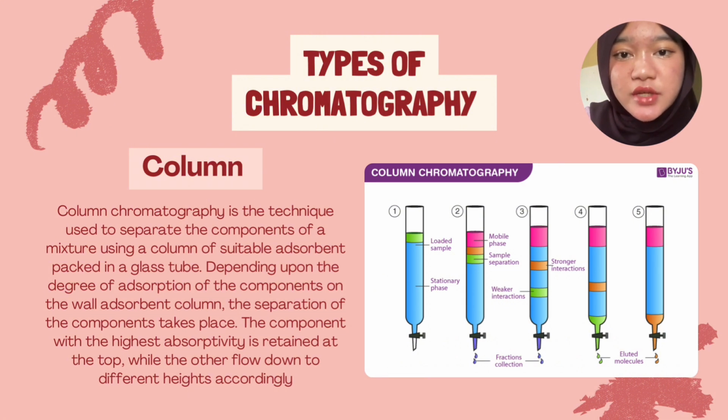Column chromatography is the technique used to separate the components of a mixture using a column of suitable adsorbent packed in a glass tube. Depending upon the degree of adsorption of the components on the adsorbent in the column, the separation of the components takes place. The component with the high adsorbability is retained at the top, while the others flow down to different heights accordingly.